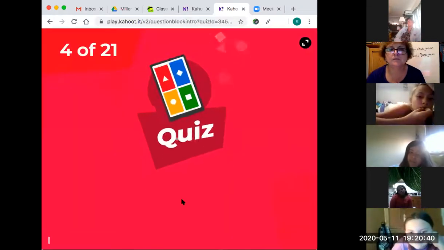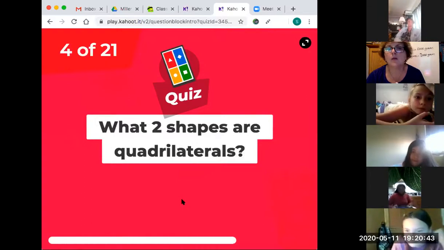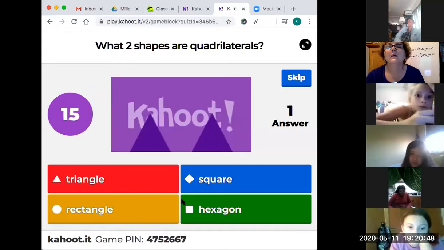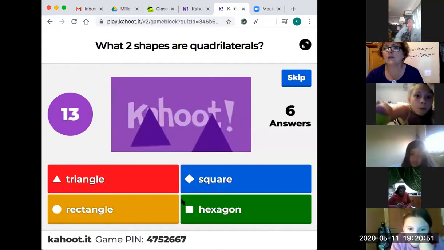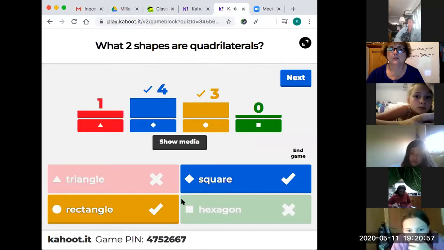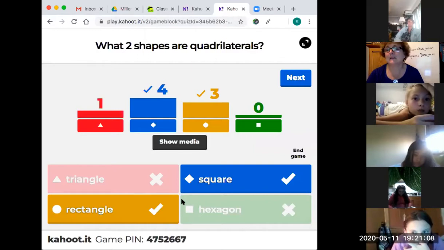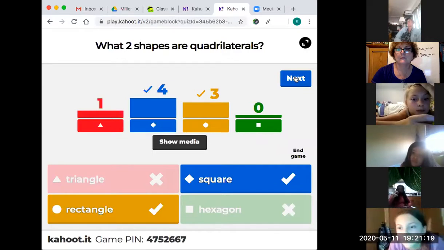Okay, next question. What 2 shapes are quadrilateral? You need to pick 2. What 2 shapes are quadrilateral? It only lets you pick one. Rectangles and squares. Okay. We talked about quadrilaterals having to have how many sides? 4. Miss Miller, it only let me pick 1. Yeah, me too. Well, it should have let you pick 2.